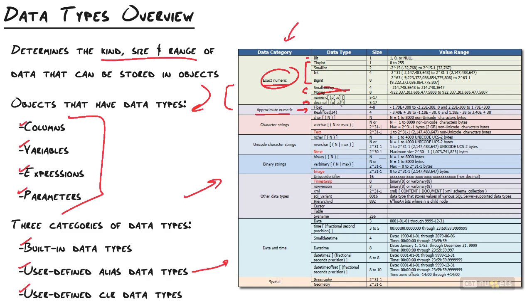Precision is the total number of digits. Scale is the number of digits to the right of the decimal place. So those are all your numeric data types. On the character data type front, we have both Unicode and non-Unicode data types.